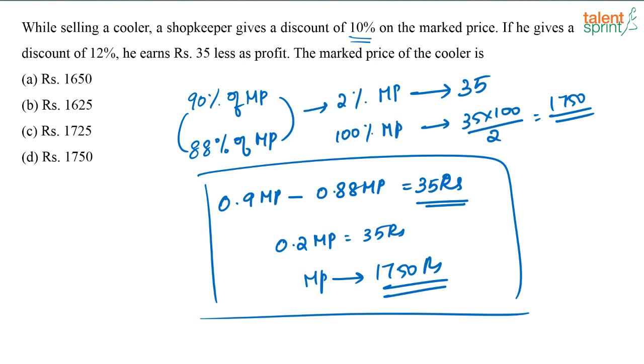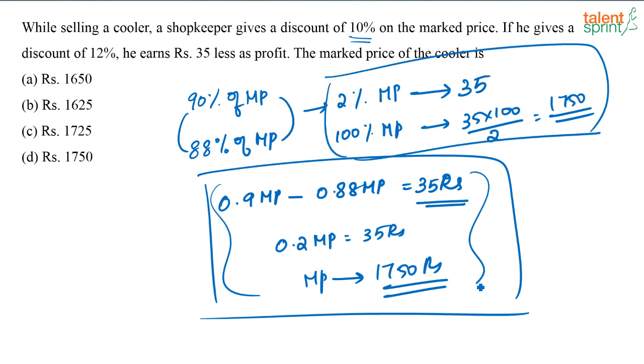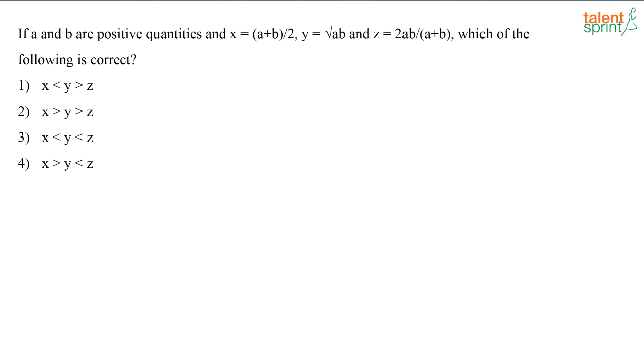Okay? Yes. So do it this way. This is the easiest way to do it in the examination. I have just explained it. This is the concept involved, but this is how you do it. 2% of the marked price accounts to 35 rupees. 100% of the marked price, how much is that? 1750 rupees. That is option D. Next one.